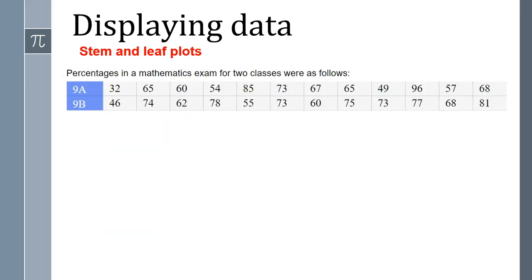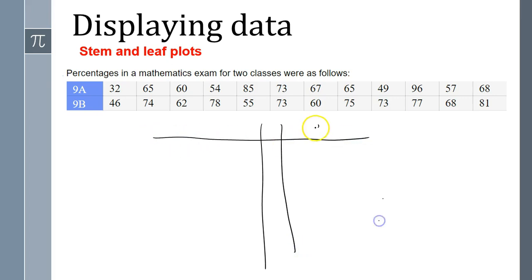The other one we're going to look at is a back-to-back stem and leaf plot. So these are percentages on a maths test. So I'm going to put my stem down the middle. Again, I'm not going to do it for you. You can finish it off yourself. 9A, 9B. I'm going to have a look at the lowest score, which looks to be 32, and the highest one, which looks like 96.